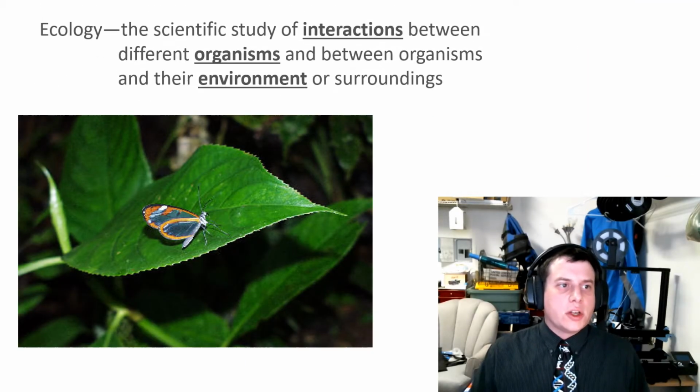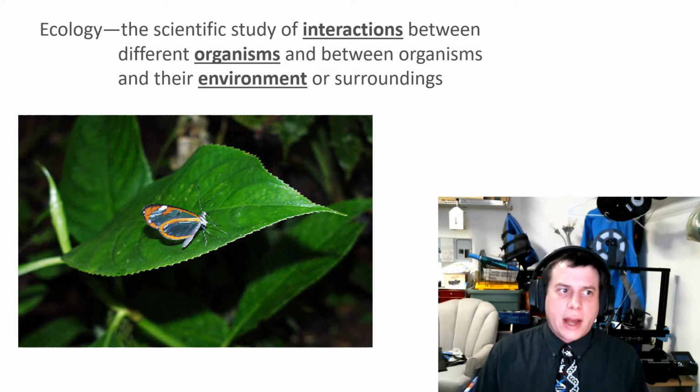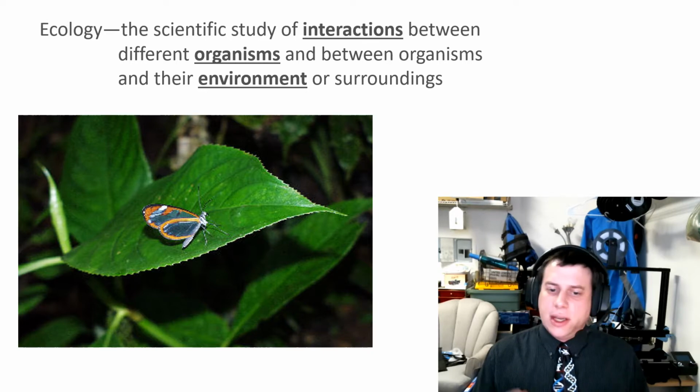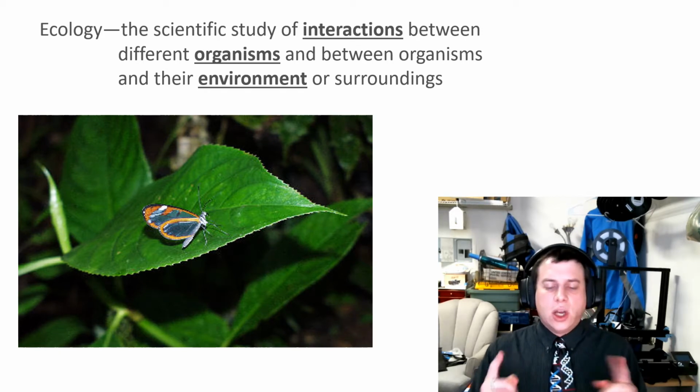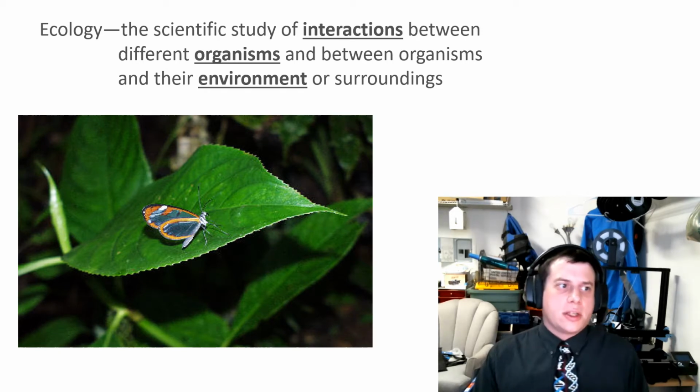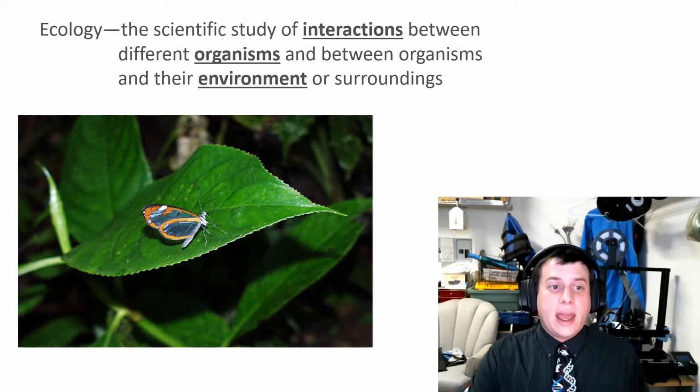So, first off, ecology is the study of interactions between different organisms and between organisms and their own environment or surroundings. All right. So, key term here is these interactions. So, how do the things interact with each other? What's consumed? What's required? Those kind of things. You have organisms, and any organism is simply a living thing in the environment. And then the environment is pretty much all the biotic and abiotic things.